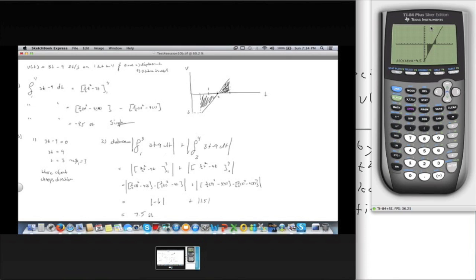Before time 3, the velocity was negative. That's right. So which way was it moving originally? It was moving downwards. And then after time 3, it was moving upwards. But it didn't quite get back to where it started because we didn't give it enough time to do that.